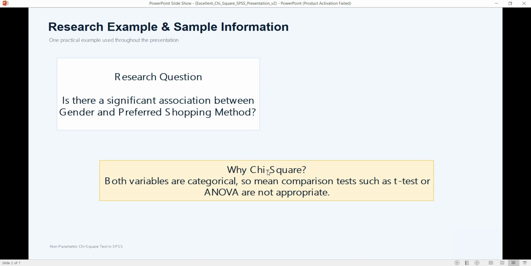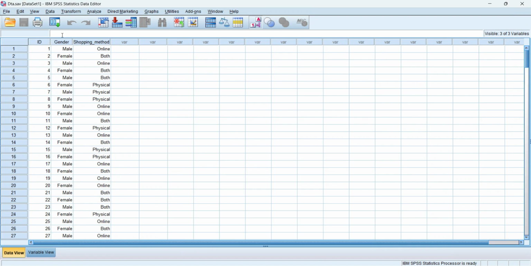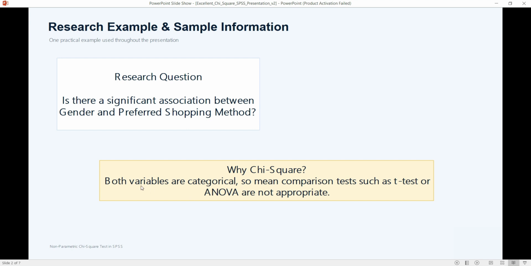So why do we use chi-square? Because both variables are categorical. As you see in our data set, both variables are categorical variables because we made the categories under gender and shopping methods. That's why we will use the chi-square test of independence. Since both variables are categorical, mean comparison tests such as t-test or ANOVA are not appropriate.